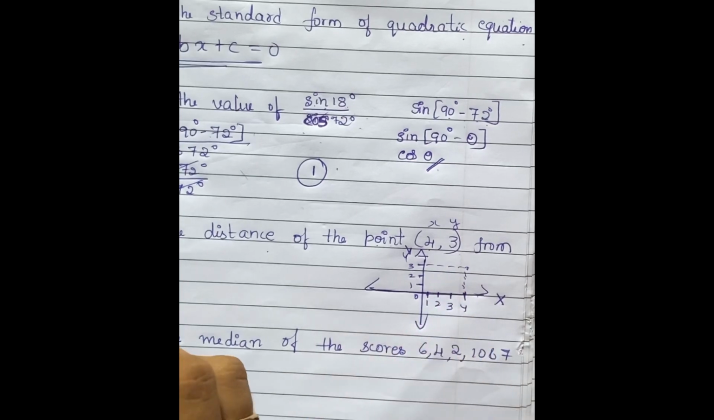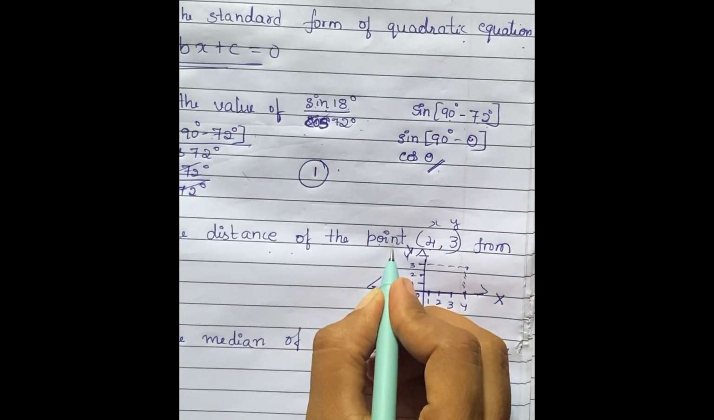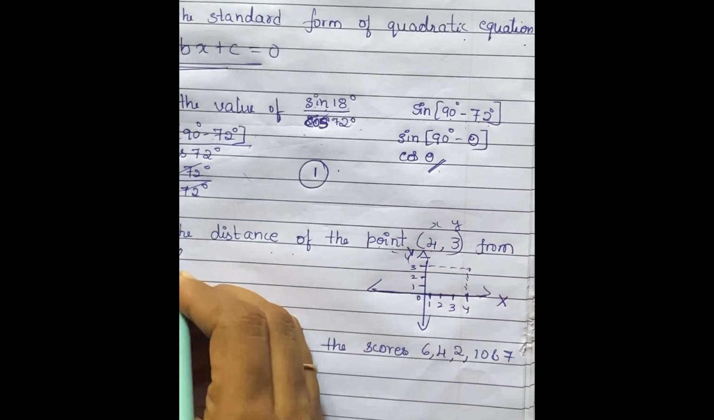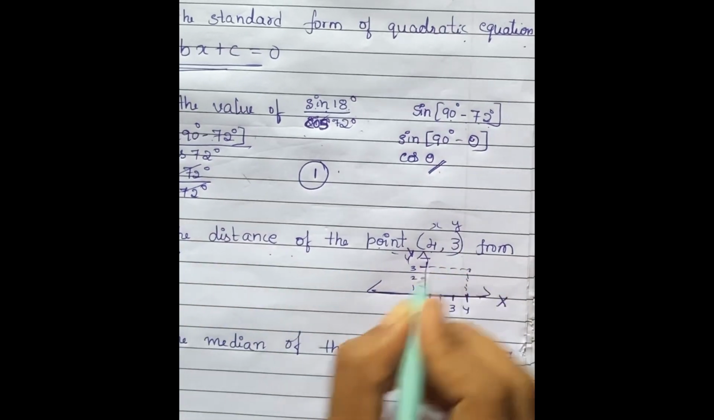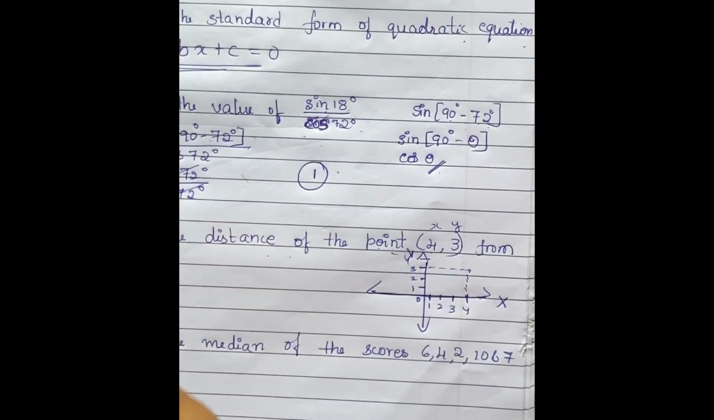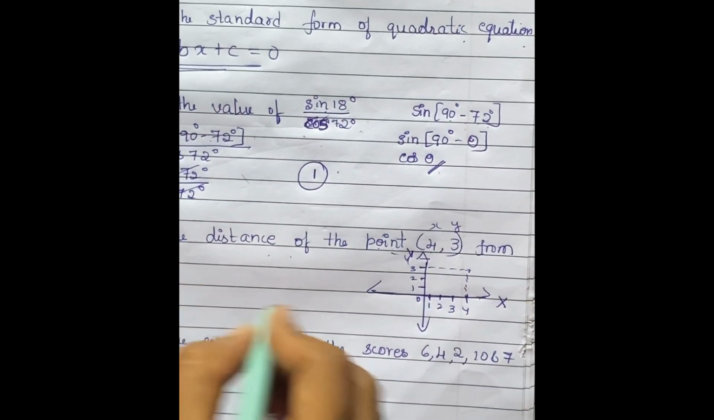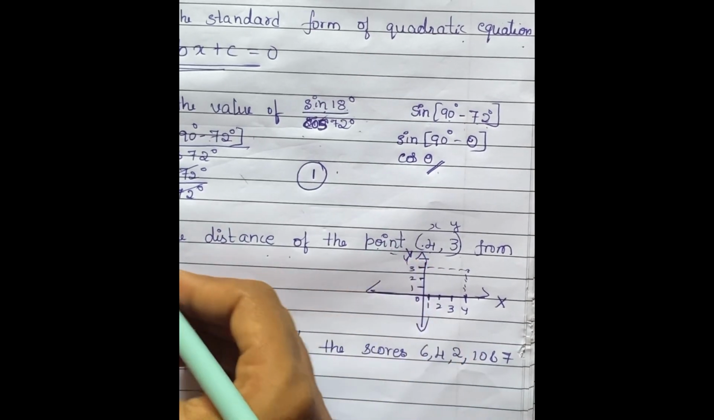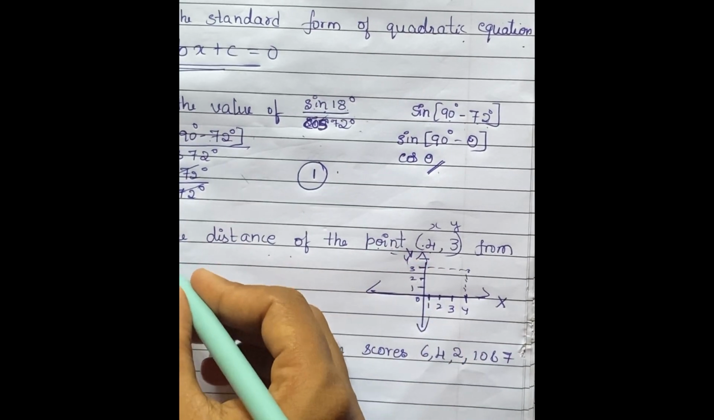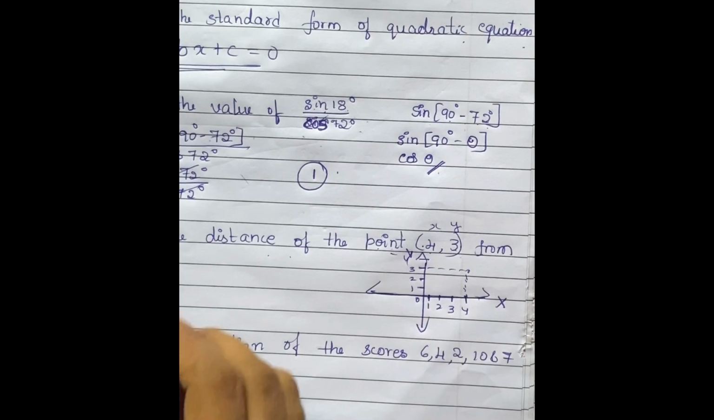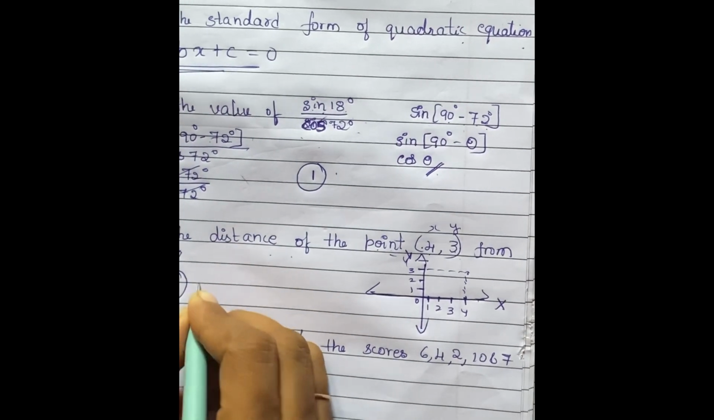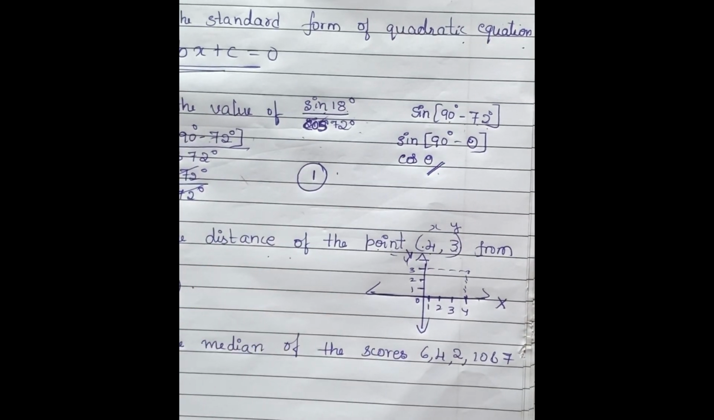But when they ask the distance of the point from the x-axis, then we have to write the y value. If they ask from the y-axis, then we need to write the value of x. Since they have asked x-axis, we have to write the y value. So the y value is nothing but 3. So the distance is 3.